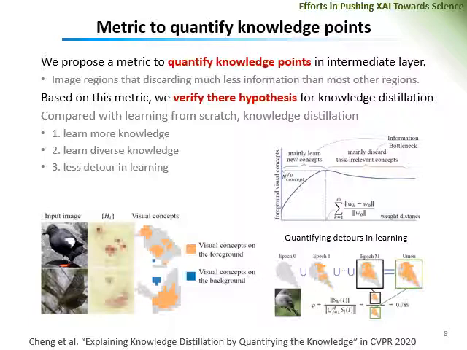More specifically, we want to verify the following three hypotheses. Compared with learning from scratch, knowledge distillation can learn more knowledge and more diverse knowledge. And compared with traditional learning from scratch, knowledge distillation suffers less detour in learning and can directly learn the target knowledge.